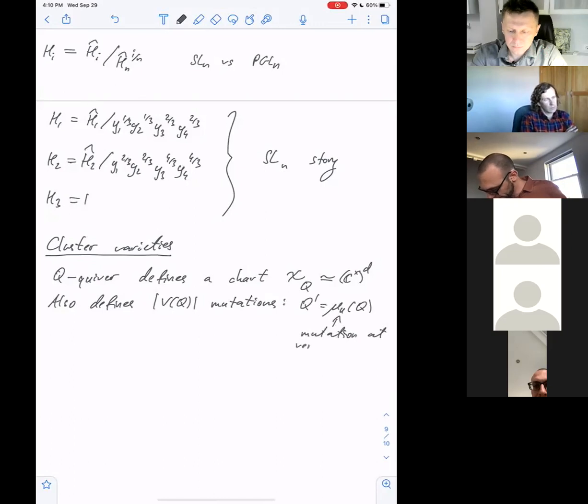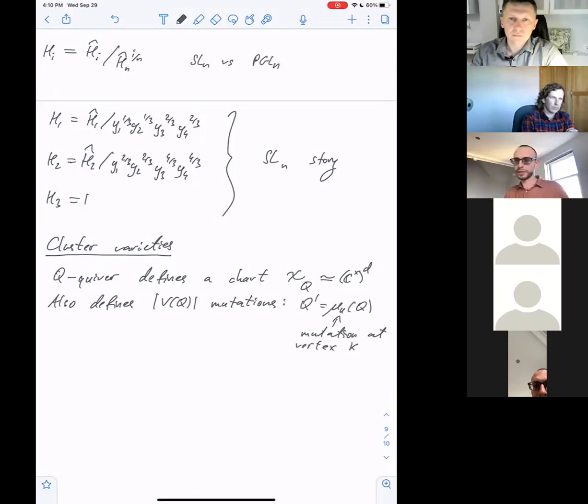And I mean, sometimes it's very useful, and people use it all the time, that sometimes you need to prohibit mutating some vertices. They're called frozen vertices. Then you just mutate everywhere but at those frozen, and they're frozen once and for all. But in general, you can just mutate pretty much any vertex.